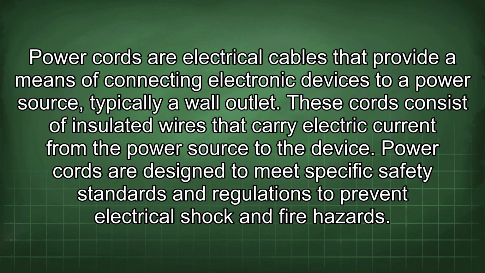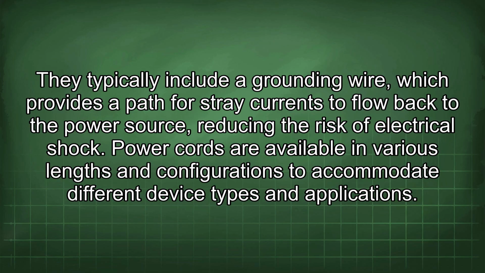Power cords are electrical cables that provide a means of connecting electronic devices to a power source, typically a wall outlet. These cords consist of insulated wires that carry electric current from the power source to the device. Power cords are designed to meet specific safety standards and regulations to prevent electrical shock and fire hazards. They typically include a grounding wire, which provides a path for stray currents to flow back to the power source, reducing the risk of electrical shock. Power cords are available in various lengths and configurations to accommodate different device types and applications.